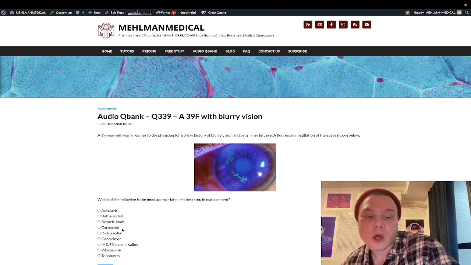So carbachol, also not correct. This is a muscarinic receptor agonist similar to pilocarpine that can be used for open angle glaucoma, all right? It's not what we want here.